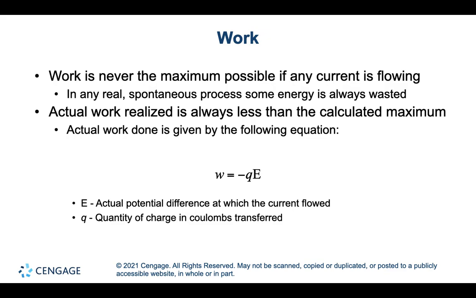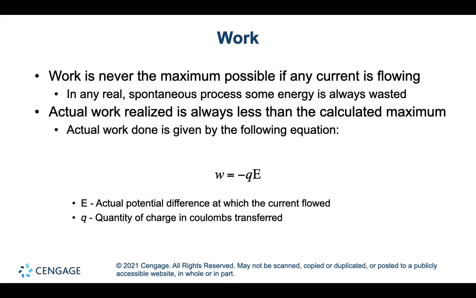Work is never the maximum possible. If you've got current flowing, you're probably going to have some heat generated. You're going to have some resistance in the wire. It's going to heat up. You're going to lose some of your energy along the way. In any real spontaneous process, some energy is always wasted. I mean, it's that third law of thermodynamics. You just can't even break even. Actual work realized is always less than the maximum calculated work, but we should still be interested in the upper limit on how much work I could expect this particular battery to produce.